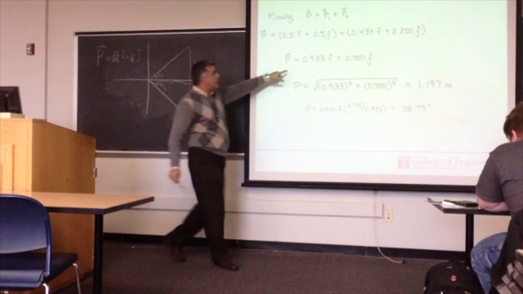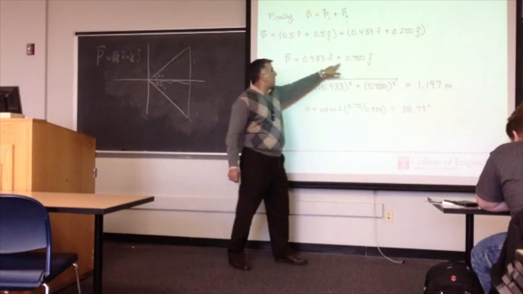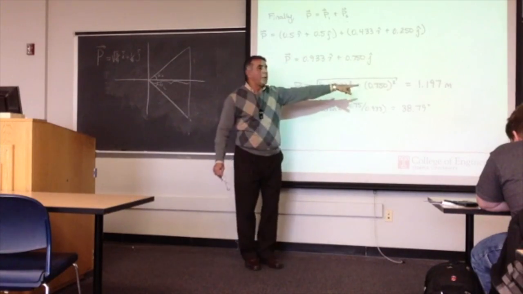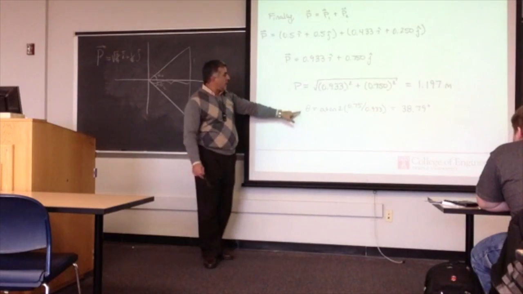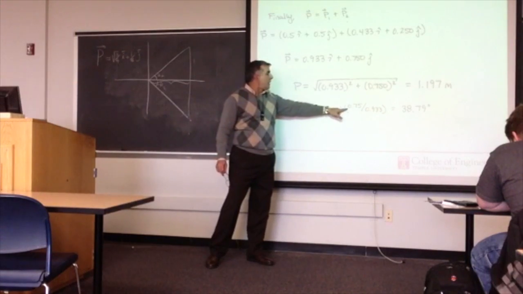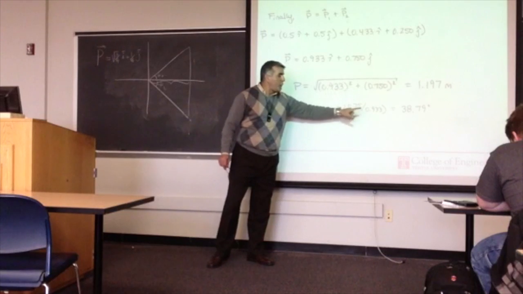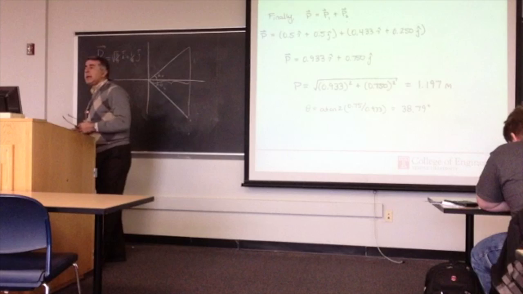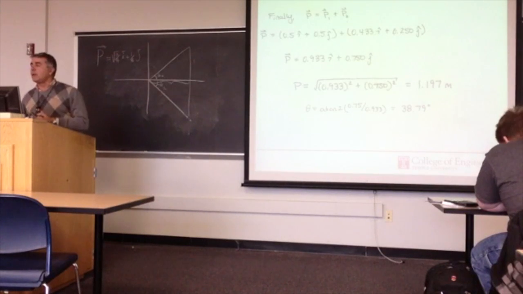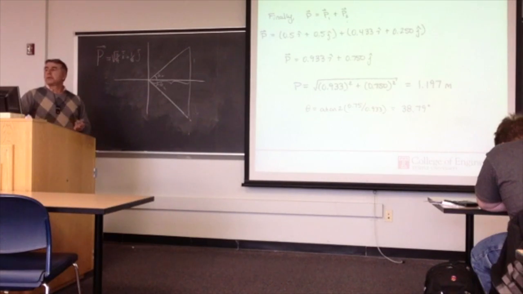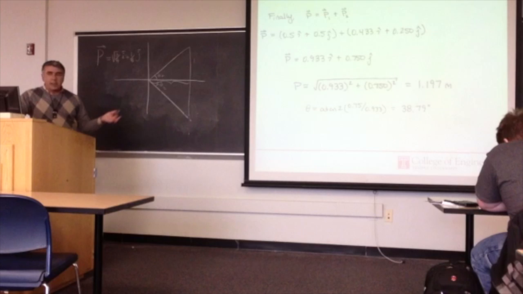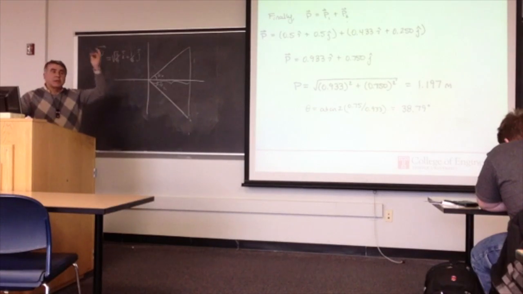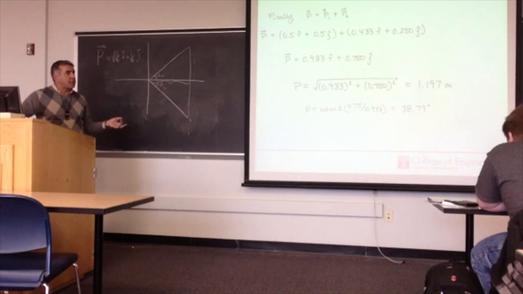Square root of this term plus this term, 1.197 meters, and atan2 of 0.75 over 0.933, which gives you 38.79. Is this the same as what we found before? You bet. It's there. So which one is easier? I think this is easier than all the trigonometric analysis that we did before.